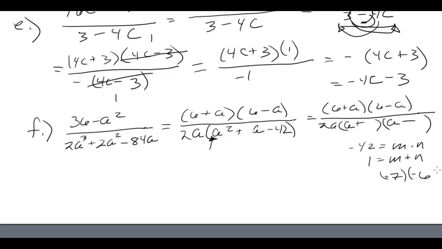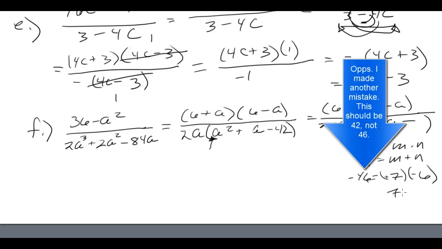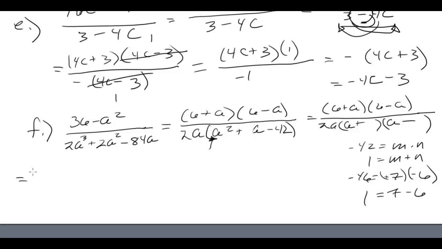Right? That means this one's going to be negative. And sure enough, that's going to be minus 42 when I multiply them. And when I add them, I'm going to get 7 minus 6, which is 1. Alright, so I know the terms. So let's do a little factoring.